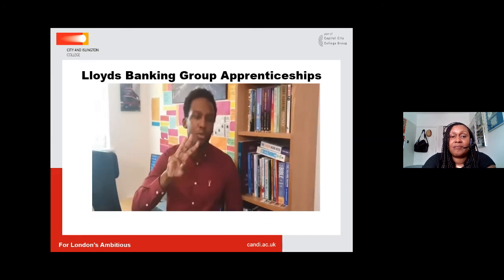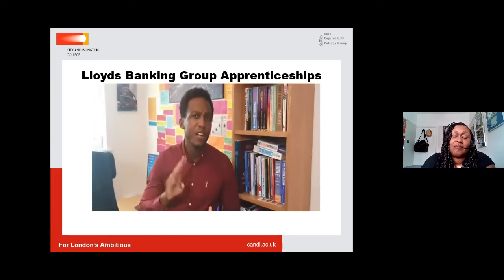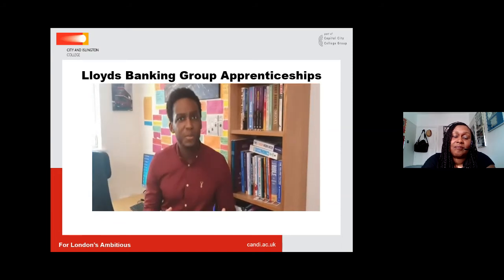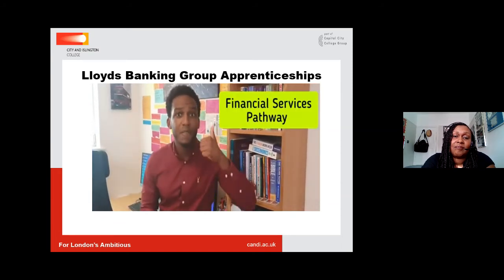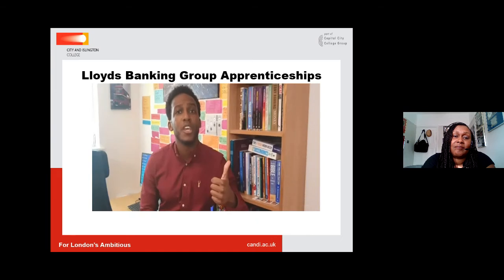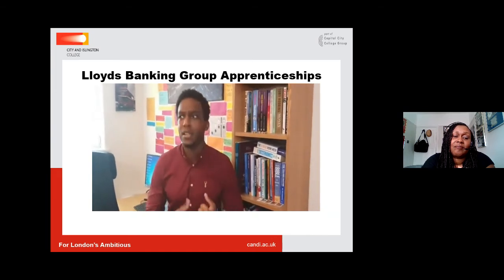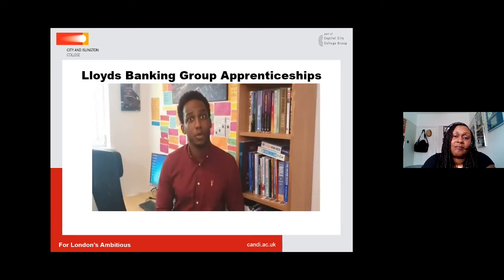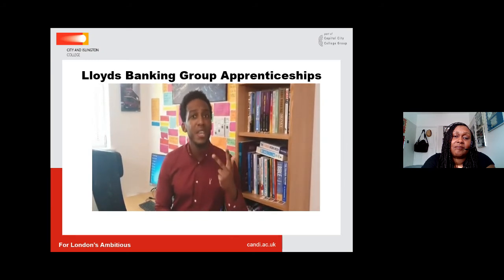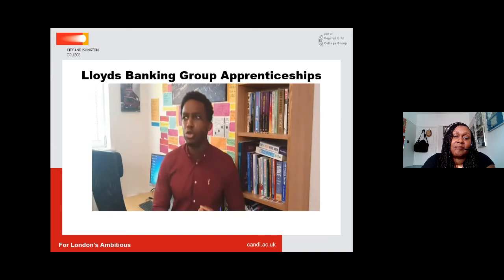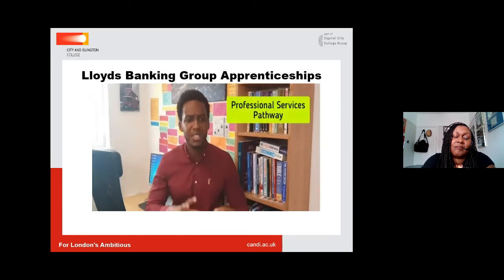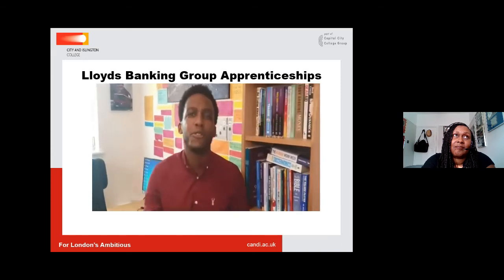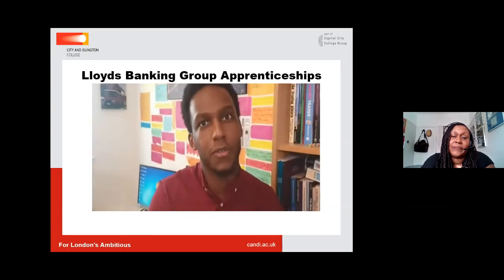3 main pathways you need to be thinking about. If you love people, building relationships and dealing with customers, financial services is the first route. If you're analytical and love technology, the digital and technology pathway is the one for you. And last but not least, if you're a creative thinker, you love tackling complex problems and developing new ideas, our professional services route is for you.